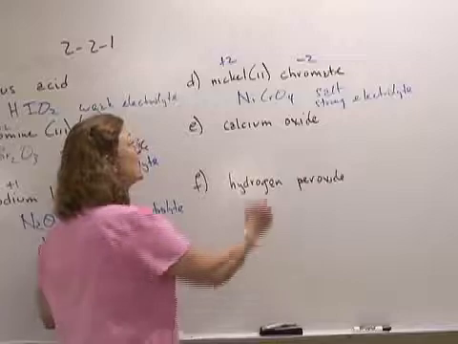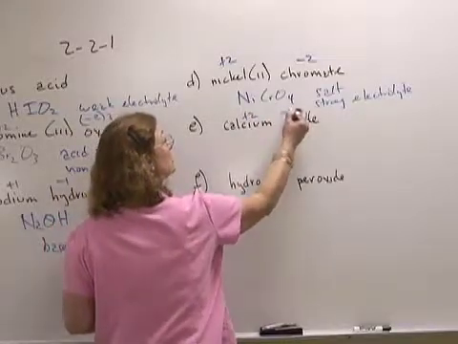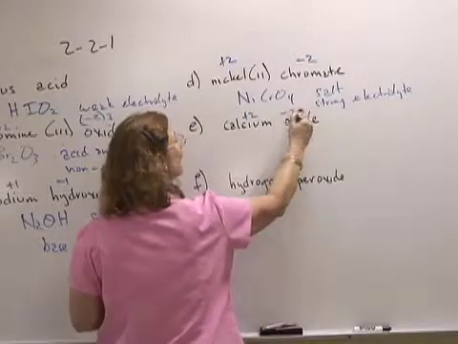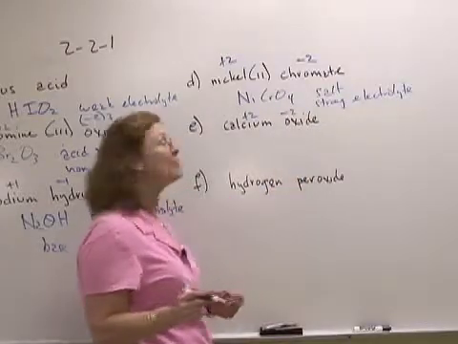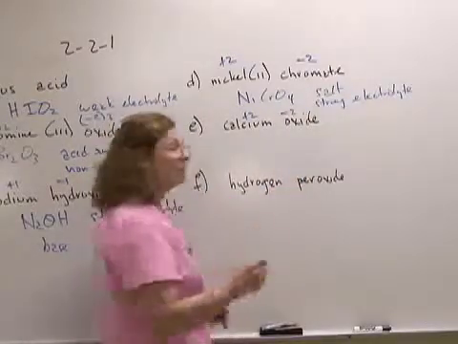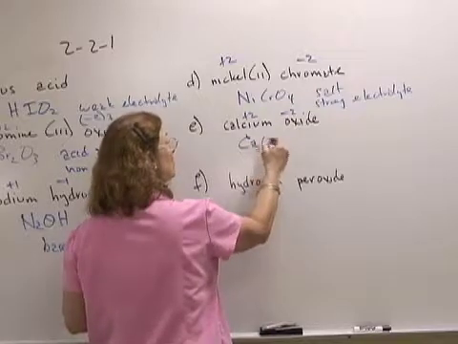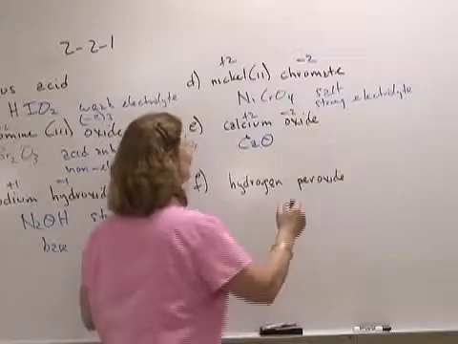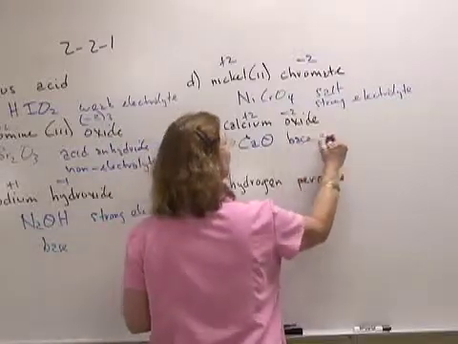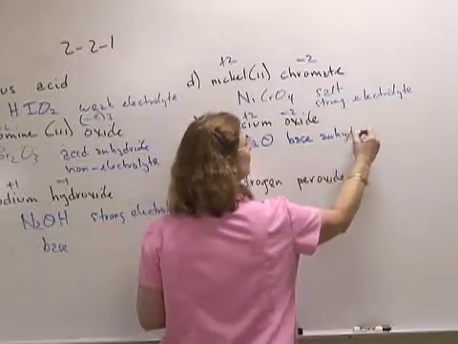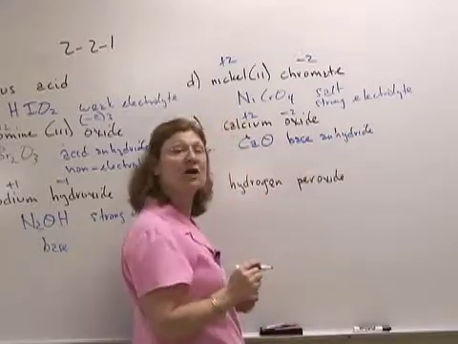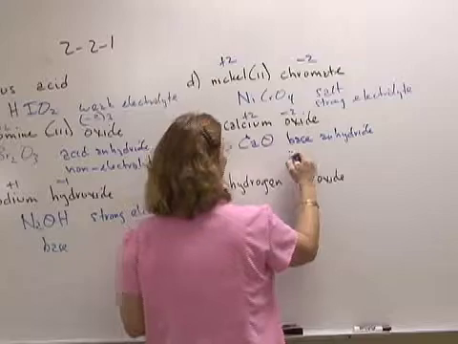Calcium oxide, calcium is +2, oxygen is -2. Compounds must be 0, and +2 and -2 is 0. This is a metal with oxygen, and therefore it is a base anhydride. And remember that anhydrides are non-electrolytes.